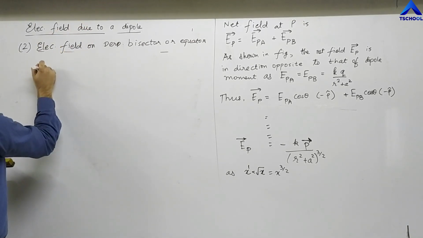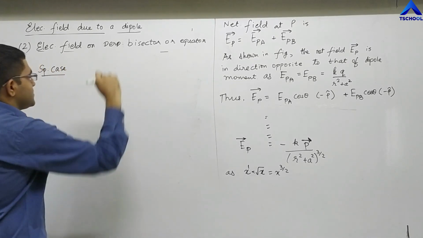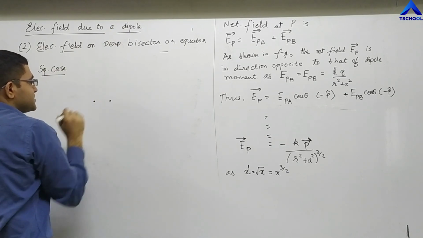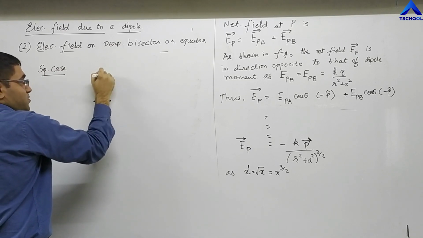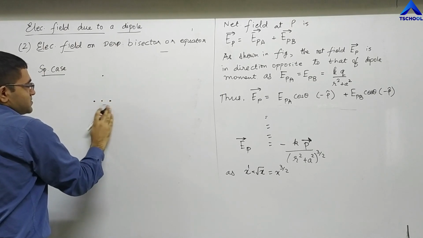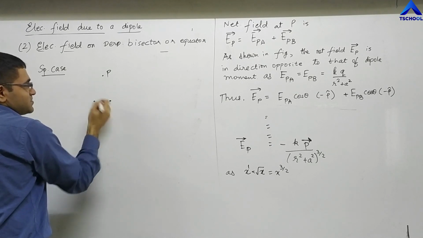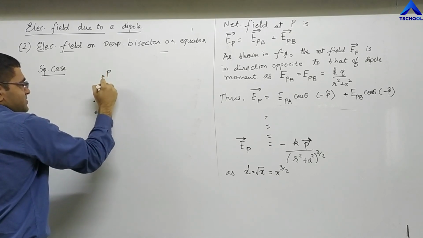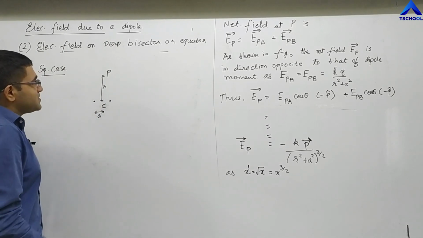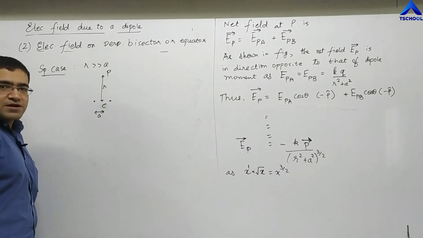So the special case is, suppose you have a dipole like this. Okay, again, this is valid for a short dipole, small dipole, and this point P is quite far from the center. So this distance a is very small, but this distance r is huge. Okay, got it? So in that case, again, we have r much greater than a, right?